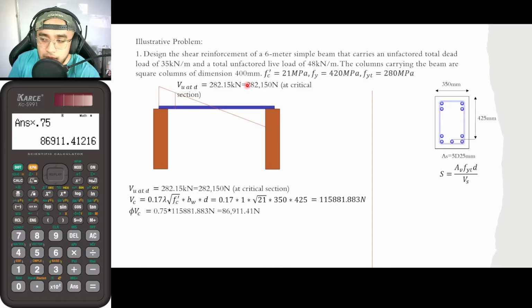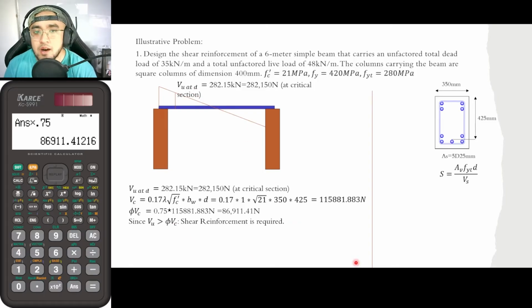So does that mean that we need to have shear reinforcement? Basically, yes, because 86 is less than 282. Meaning it needs backup. By backup, our concrete must have the help of our stirrups. In order for us to know how many newtons the stirrups should be carrying, we would be back solving. Again, guys, since VU is greater than phi VC, shear reinforcement is required.